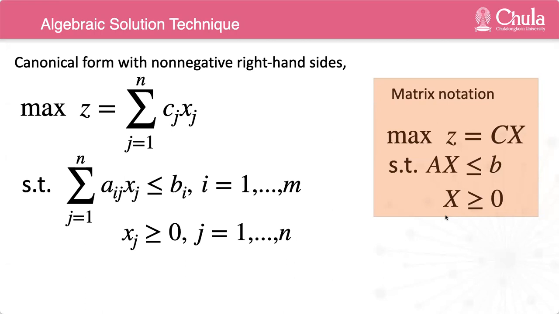So the first thing, I will show the canonical form with non-negative right-hand side first. We need this form for the algebraic solution technique. For example, if we want to maximize this function, c1x1 plus c2x2 until cnxn, okay? And the constraints can be inequalities, okay? This form we call canonical form. It's from the cone.